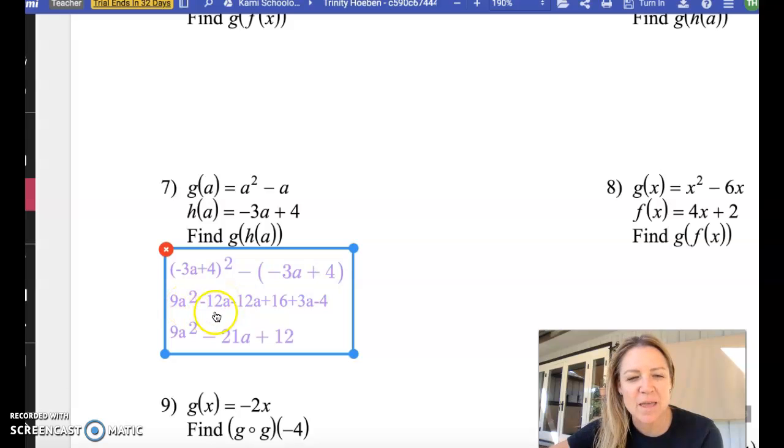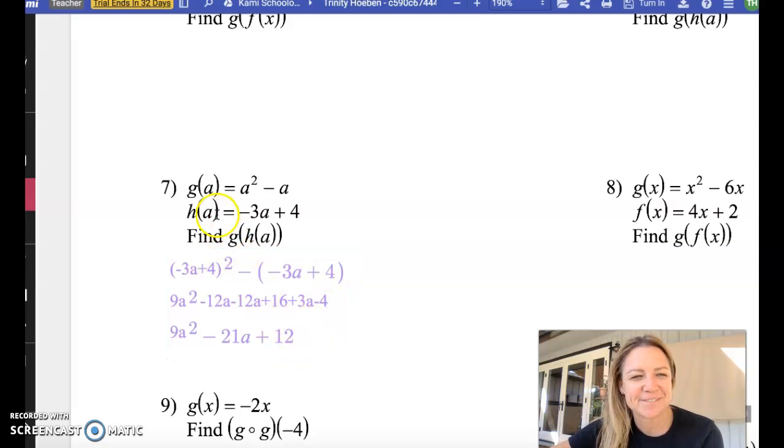And then the last step, I just looked for any like terms that I had. So 9a squared, and then there was a negative 12a, and negative 12a, and a plus 3a, which combined to get negative 21a. And then there's a 16 minus 4, which is 12. Hope that helps.